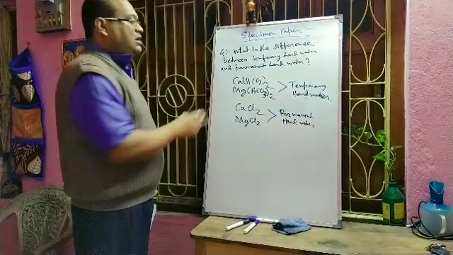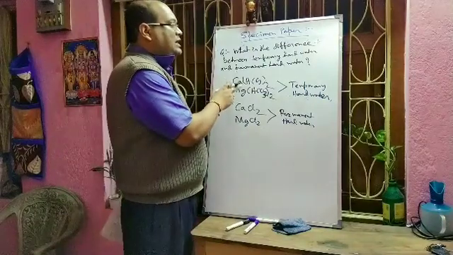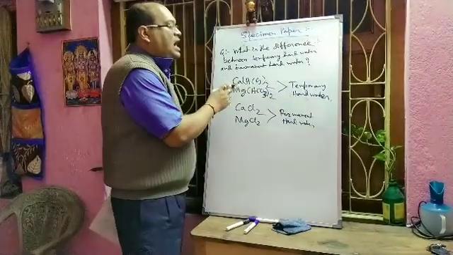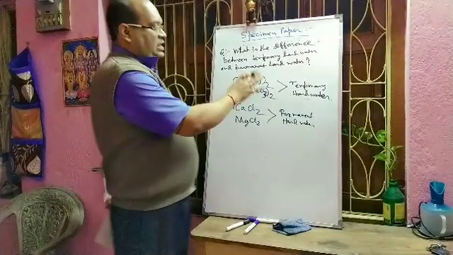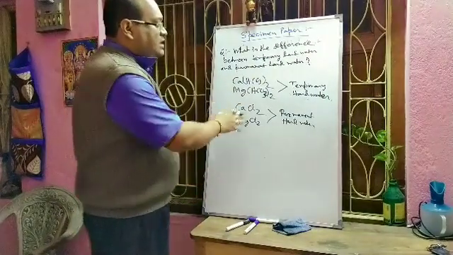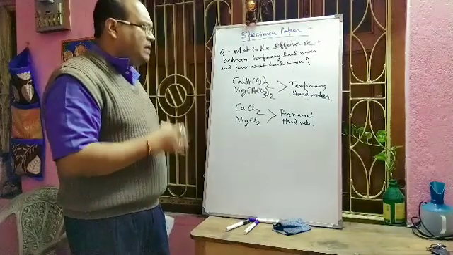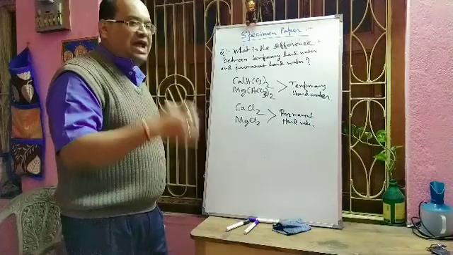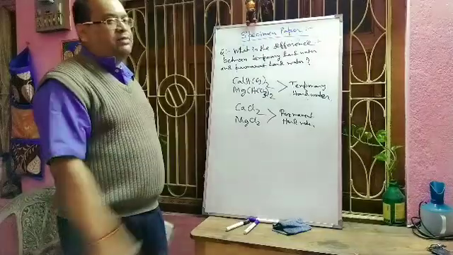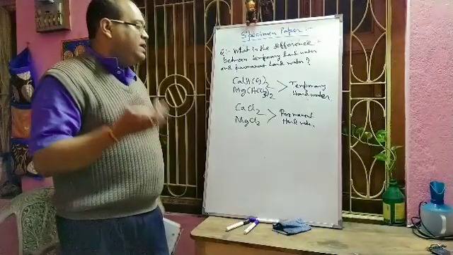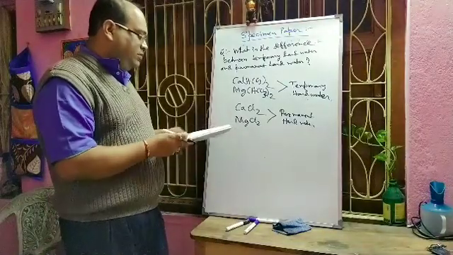Okay, and here also you can write temporary hard water. The hardness of temporary hard water you can remove just by boiling. And to remove the hardness of permanent hard water, you have to add washing soda or sodium carbonate solution. Then there will be precipitation of calcium carbonate and magnesium carbonate. Hope you can understand.